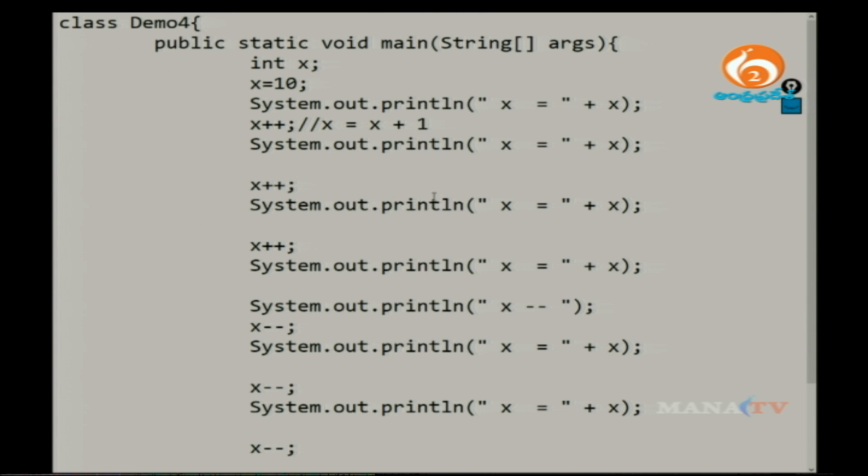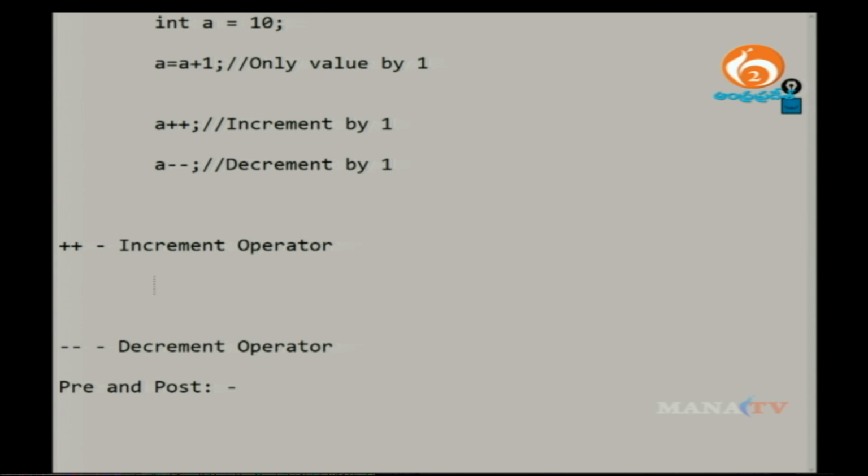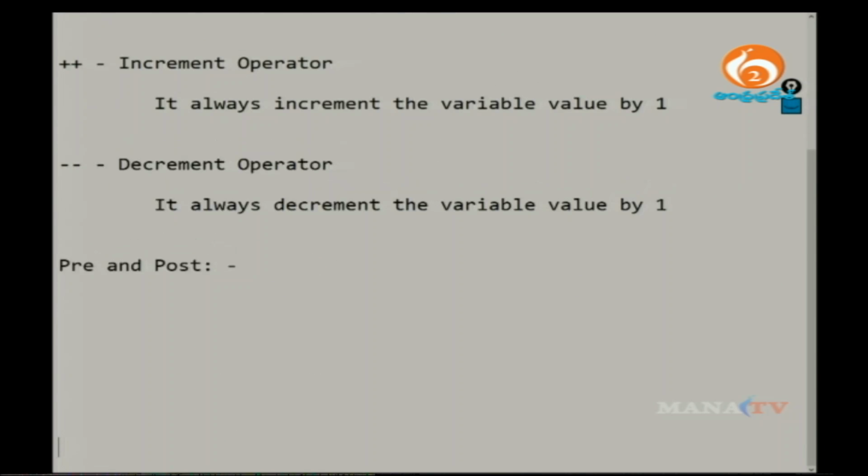Right. Now what we have done is the plus plus and minus minus operators. What it does is it always increments the variable value by only 1, which makes you increment by 1, and here it would be decrement. It always decrements the variable value by 1, right. So this is up to this one. So I hope you understand the concept up to this point, right.